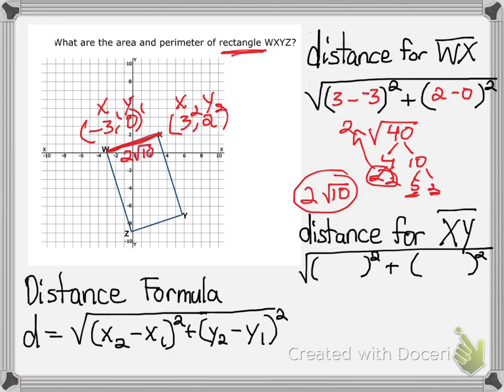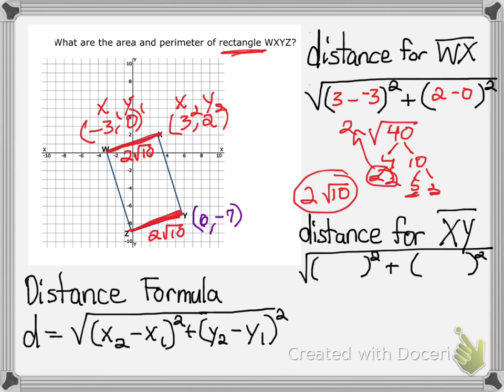And remember, it's going to be the same thing for Z to Y. 2 square root of 10. Now, I need to find the distance for X to Y. So I already know my ordered pair for X. Now let me label Y. That will be 6, -7.